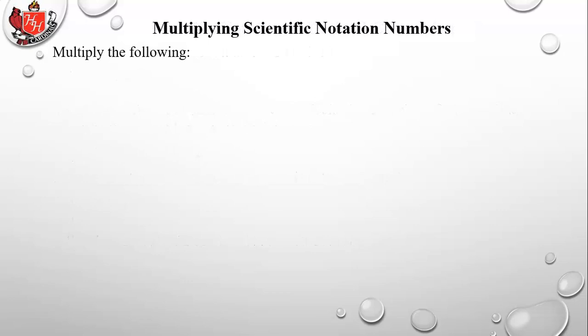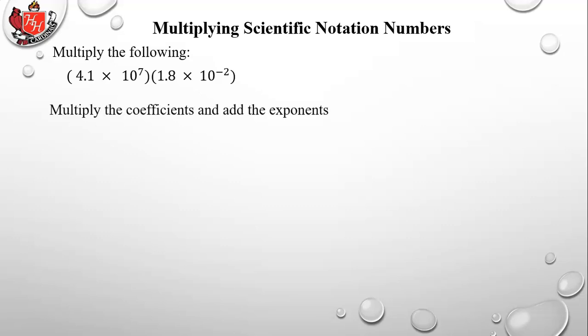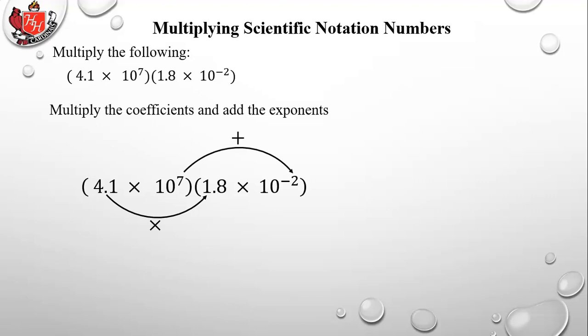Okay, now we're going to do multiplication of scientific notation. So it says multiply the following. So 4.1 times 10 to the 7th times 1.8 times 10 to the negative 2nd. So here's what you do. Multiply the coefficients and add the exponents. So there's 4.1 times 1.8. You'll multiply those two. And then you add the exponents. It's 7 plus negative 2, or you could say that's 7 minus 2. But you're adding them. 7 plus negative 2.